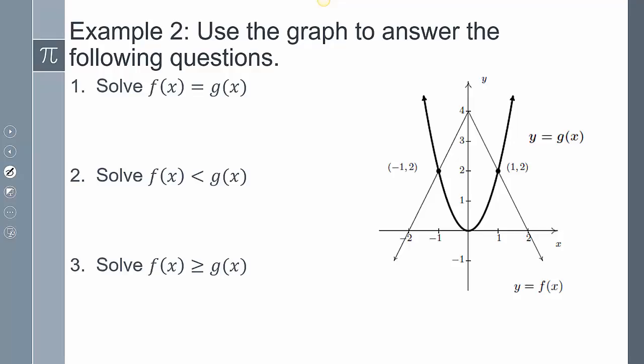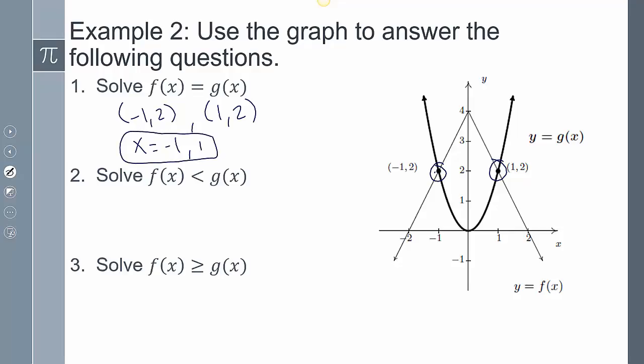Well, that's where they intersect. So they intersect here, and they intersect here. So my answers are going to be negative 1, 2, and 1, 2, but we're looking for the x values, right? So it's going to be x equals negative 1 and positive 1.